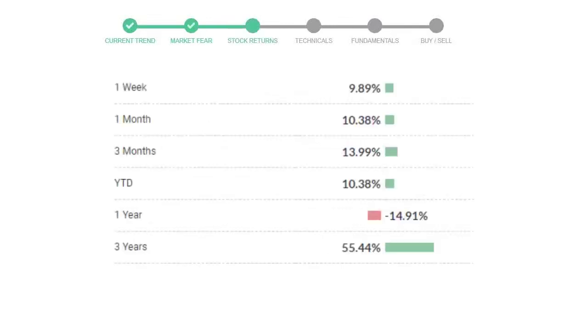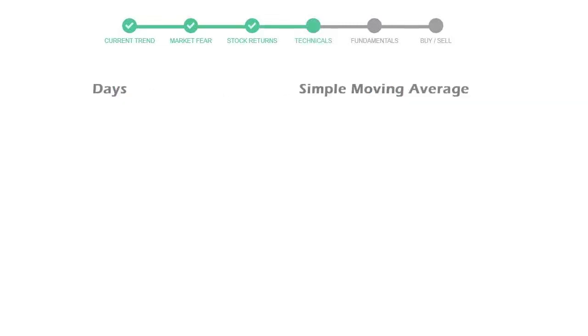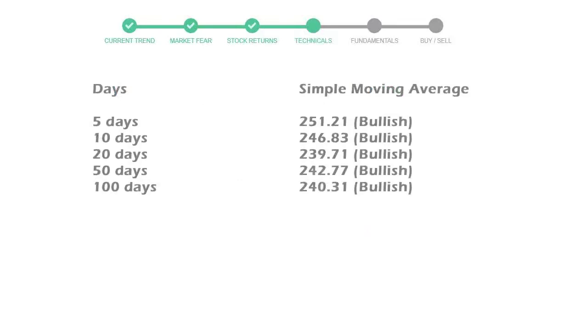Microsoft gave 9.89% returns in the last week, 10.38% in the last 30 days, and 3-month returns are 13.99%. Now let's have a look at simple moving average data. The moving average indicates what could be the next footprint of the stock price in the near future. The 5-day average is 251 with a bullish indication. The 10-day is 246 with a bullish indication. The 20-day average is 239, which is a bullish signal.